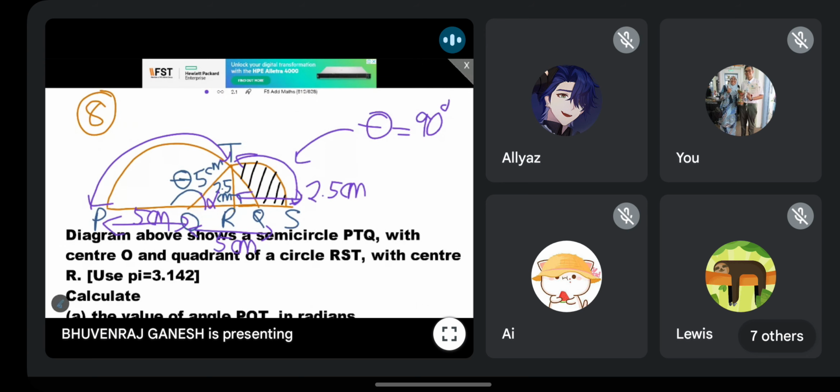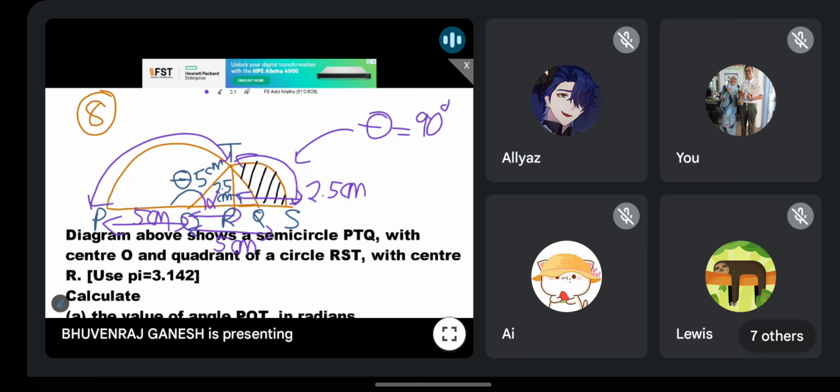Okay, but one more thing, you must actually find the length of OR. Kamu kena cari panjang OR. Then only you can tambah the bottom. Okay, because you cannot directly tambah because there is overlap. Ada panjang yang bertindih antara satu sama lain.